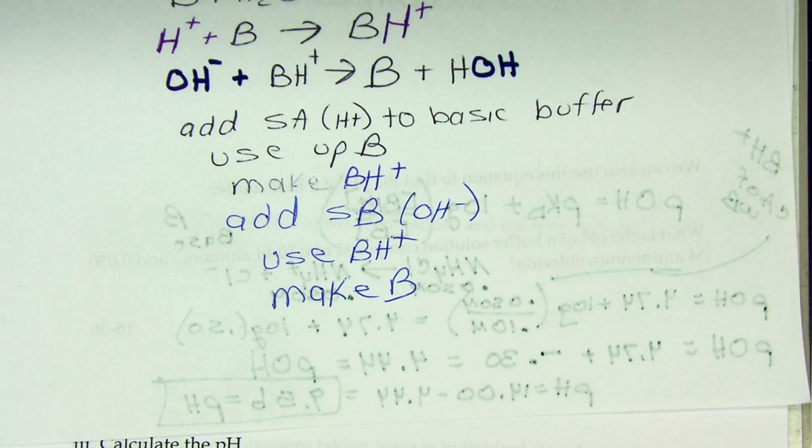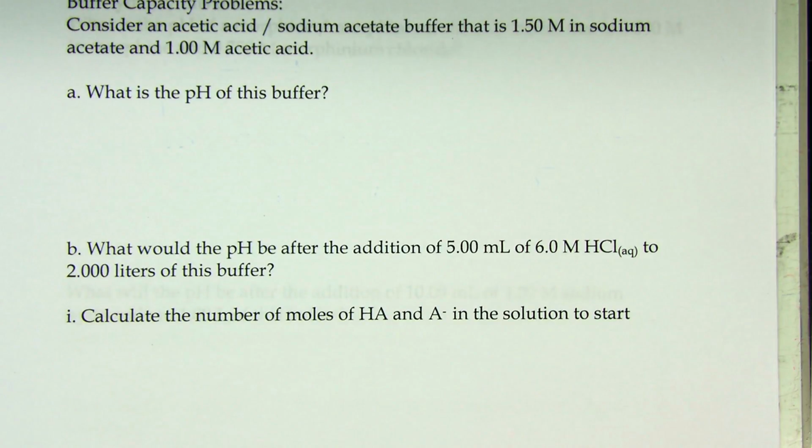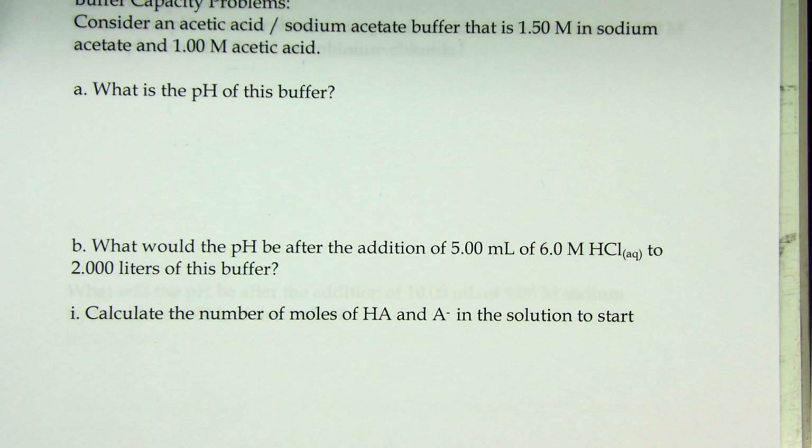So now, let's go ahead and look at how this all comes together in an example problem. Consider an acetic acid sodium acetate buffer that is 1.5 molar in sodium acetate and 1 molar acetic acid. Well, start off with the easy part. What is the pH of this buffer?